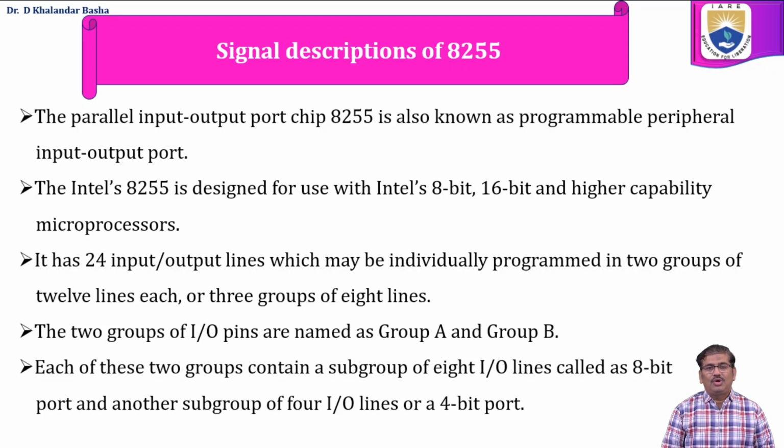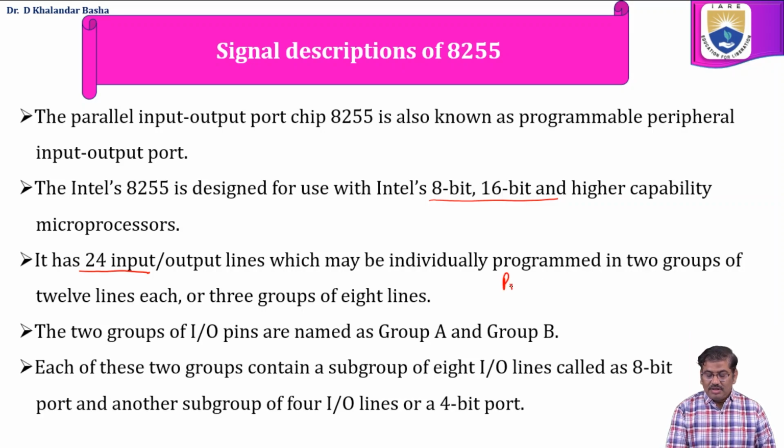So the peripheral input output port chip, that is 8255, is also known as Programmable Peripheral Input Output Port. The Intel's 8255 is designed to use with 8 and 16-bit and higher order microprocessors. It basically consists of 24 input-output lines like port A, port B, port C, which are 8-bit ports, which may be individually programmed into two groups of 12 lines each or 3 groups of 8 lines each.